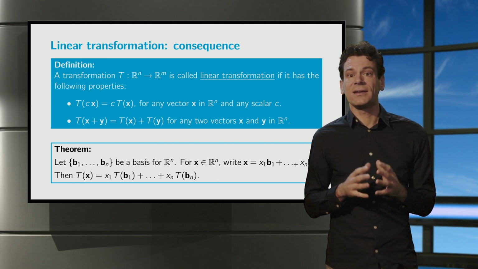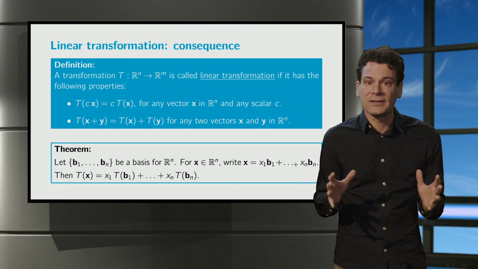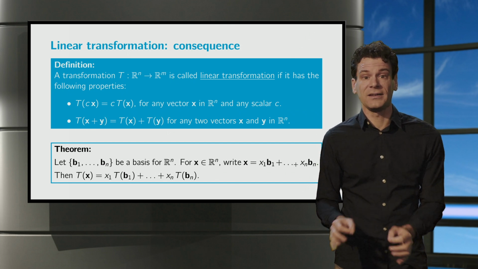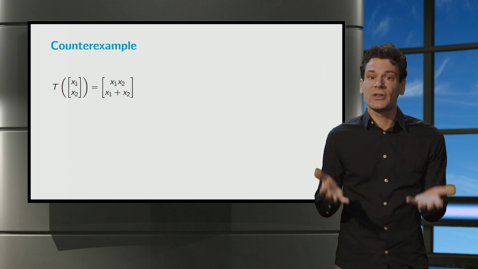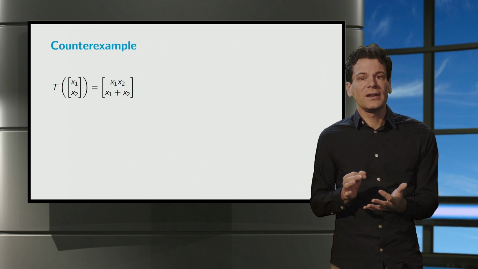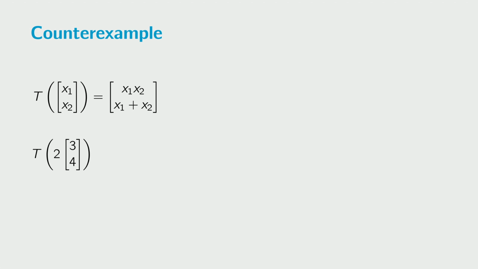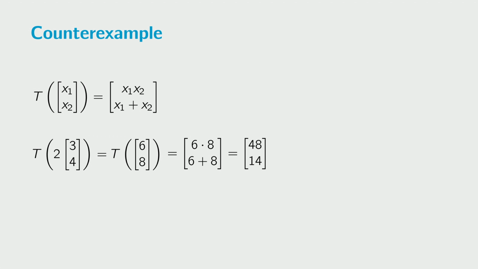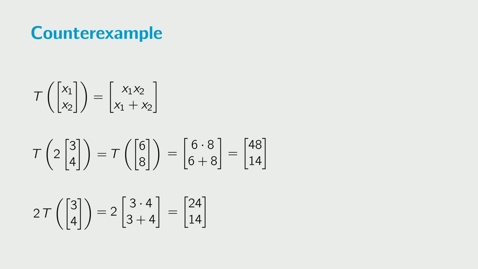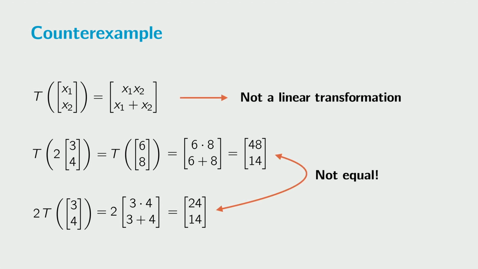Let me end by stressing that the requirements for a linear transformation are very strict. There are many transformations that are not linear. As counterexample, consider the transformation on the slide. You can easily check that this is not a linear transformation. For example, if you apply T to 2 times the vector (3,4), you get the vector (48,14). If T were linear, this should be equal to 2 times T of (3,4). However, if you calculate this, you get (24,14). These vectors are not equal, so T is not a linear transformation.